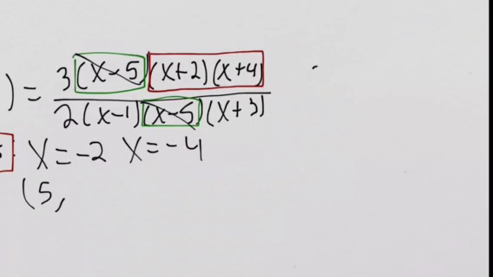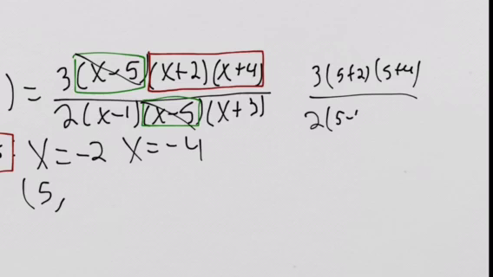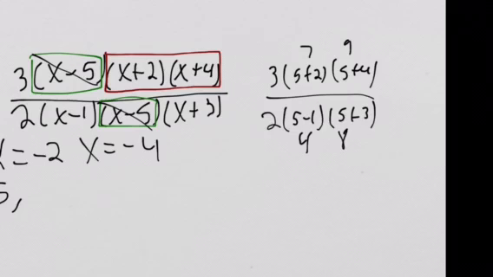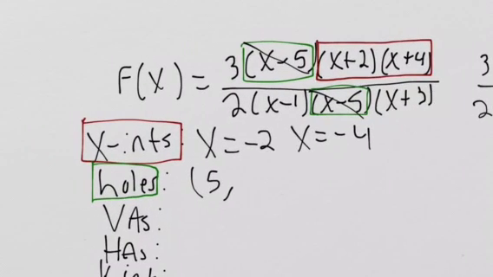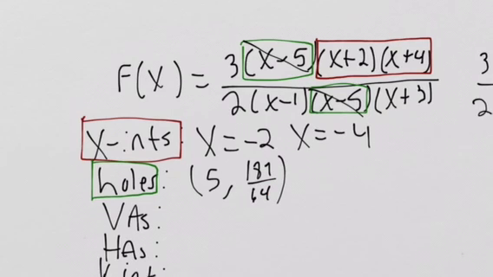So we're going to plug in 5, so we get 3 times 5 plus 2 times 5 plus 4 over 2 times 5 minus 1 times 5 plus 3. So what do we have? This is 3 times 7 times 9. This is 2 times 4 times 8. So 3 times 7 is 21 times 9 is 189, and then 2 times 4 is 8 times 8 is 64. So our y value is 189 over 64. Don't bother simplifying that. 189 over 64, that's our hole.